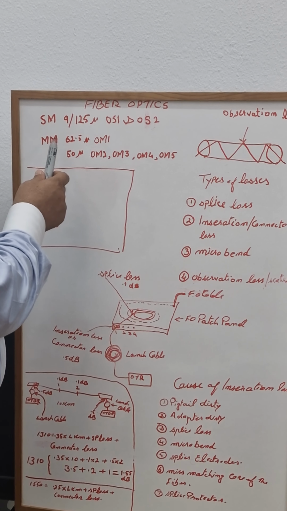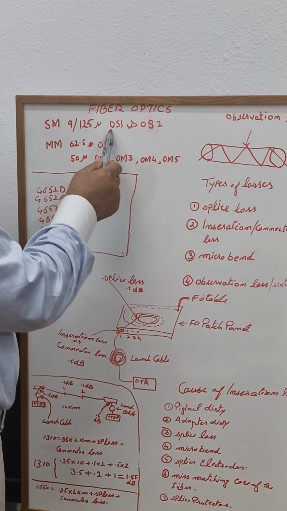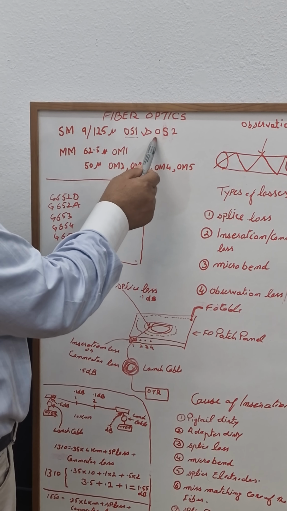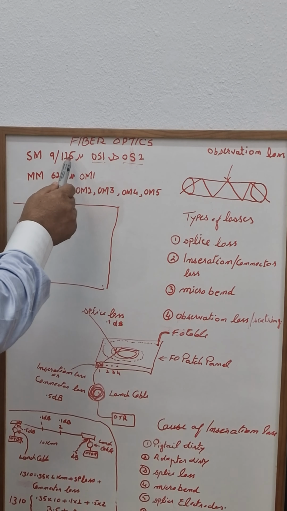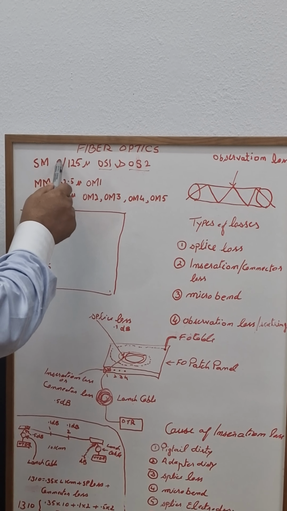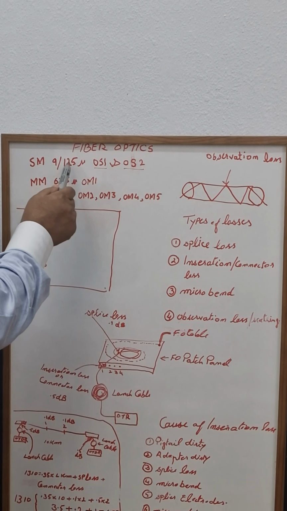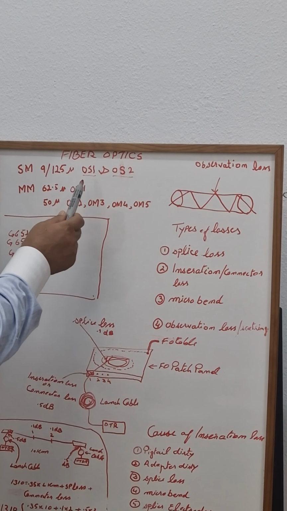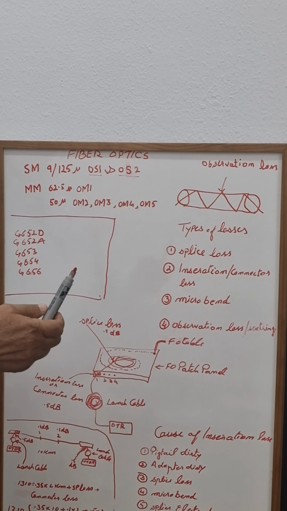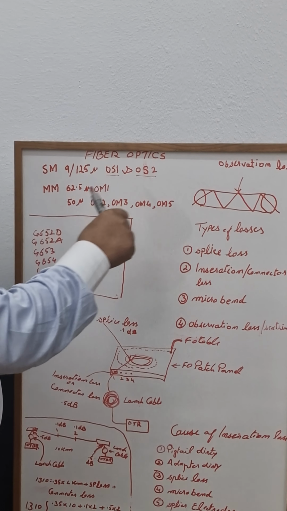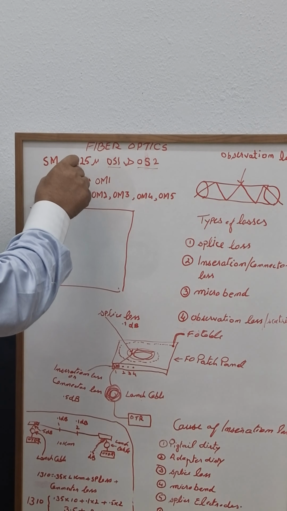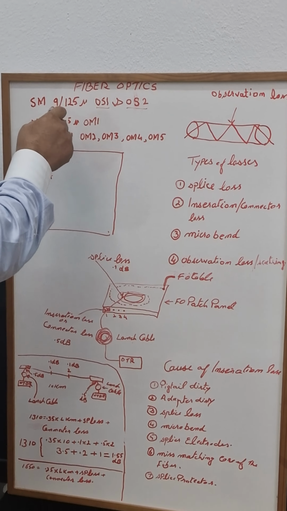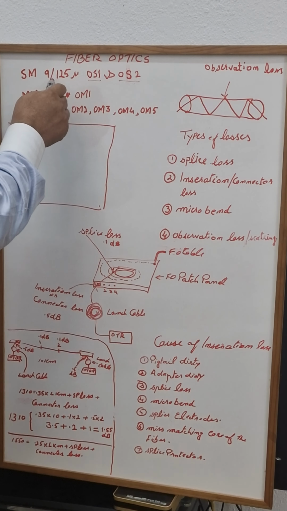Single mode fiber comes in OS1 and OS2. It's 9/125 micron. Basically, 9 is the inner diameter, 125 is the outer diameter. So if someone wants to check the cable, if 9/125 is written on the cable, whatever the color, you should know that it is a single mode fiber.